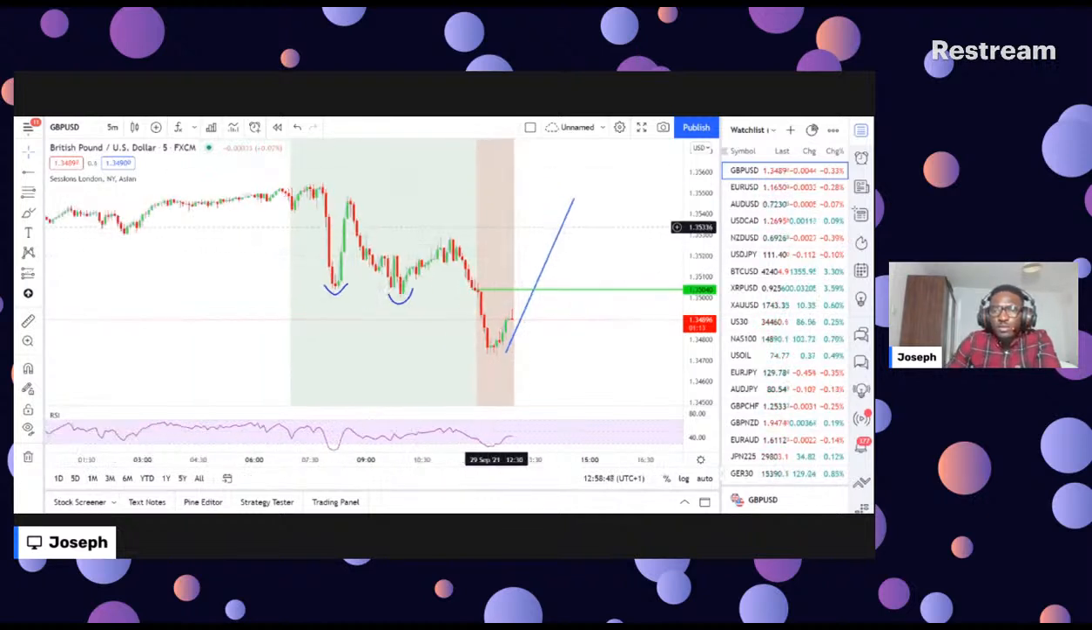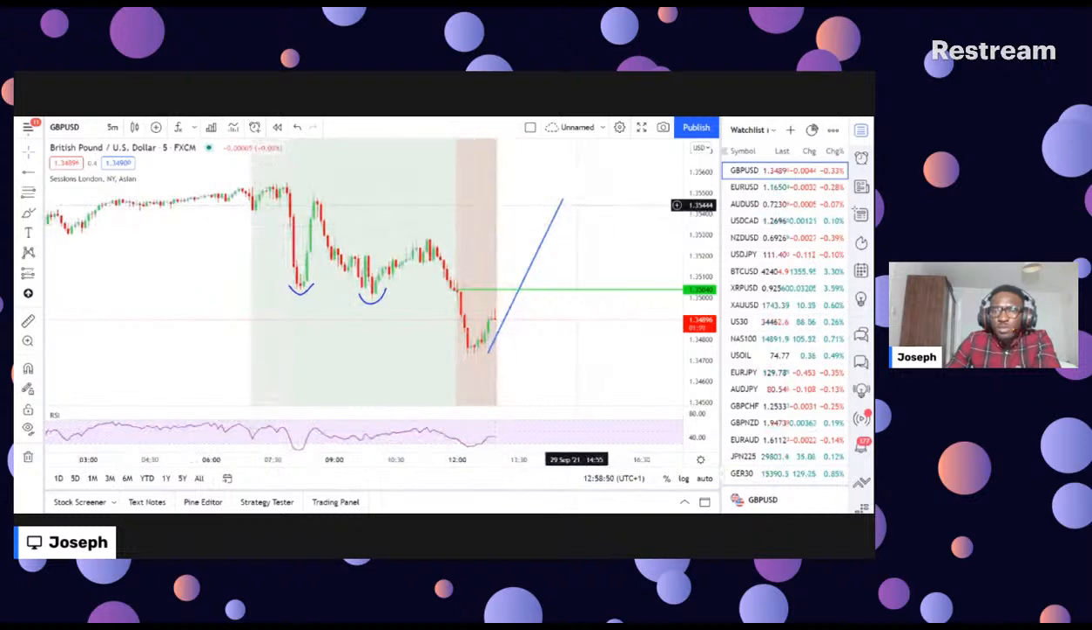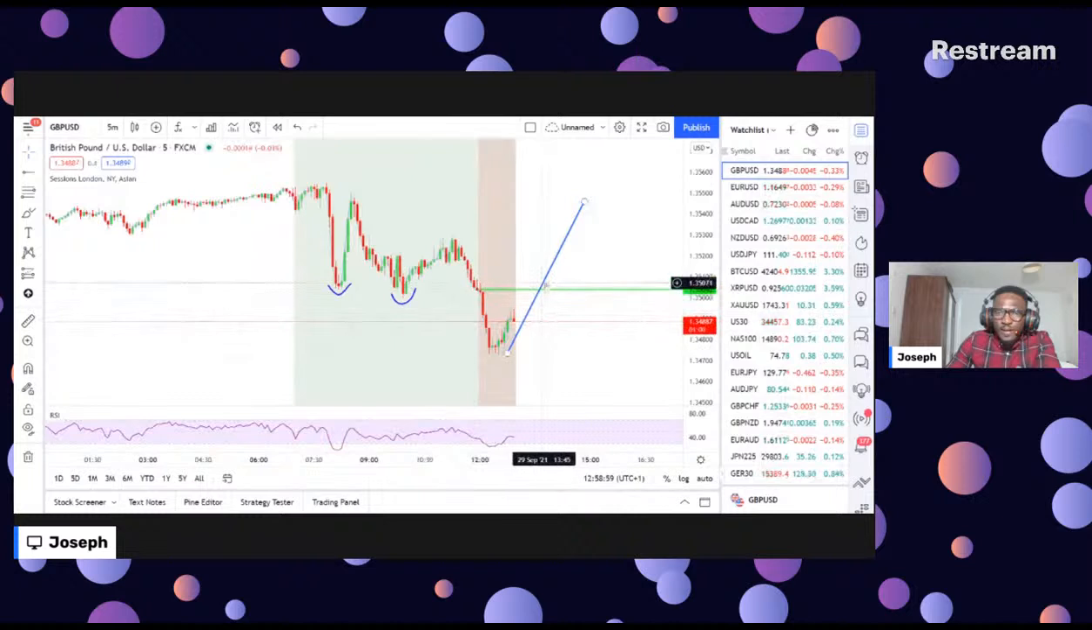Okay, so yeah, I will be adding to my position because it's considerably way below my entry. I wouldn't say considerably, because it's 15 pips below my entry point, but I will be adding to my position.